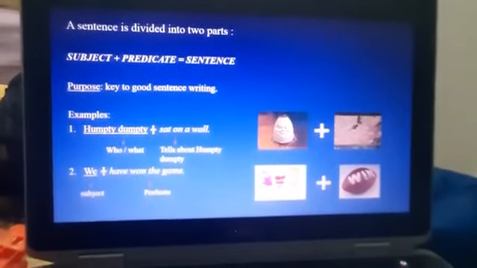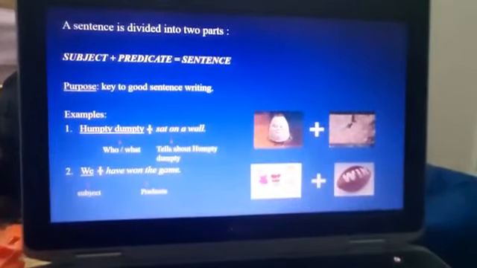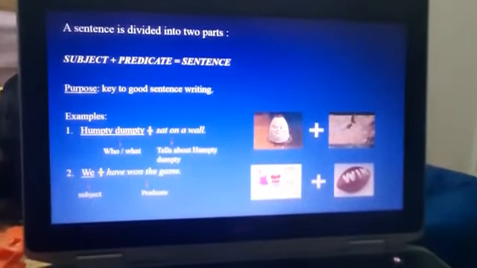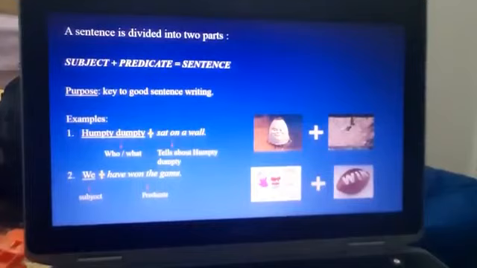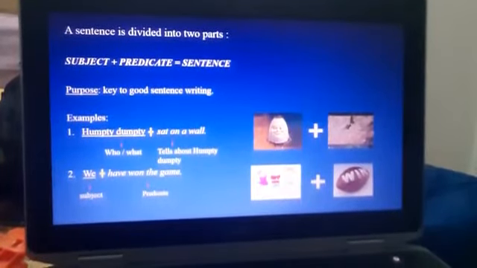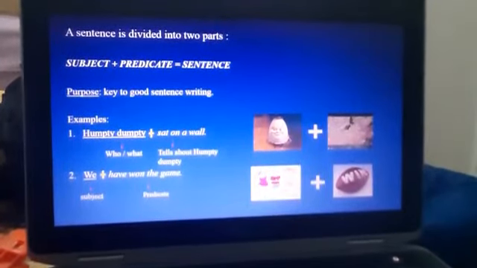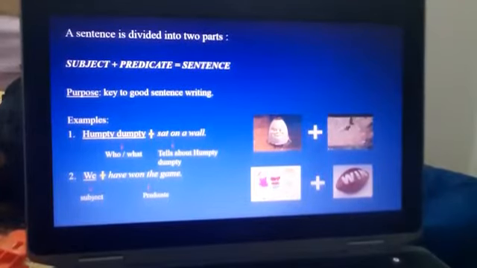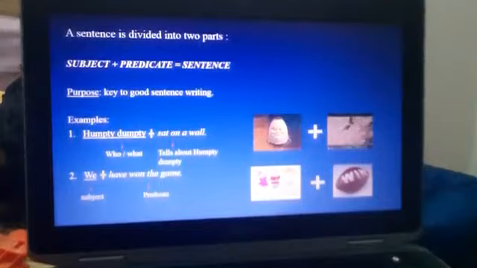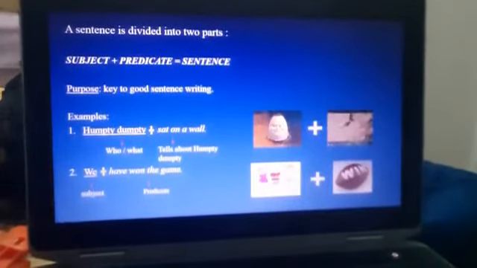Do you understand, children? How you have to find out the subject and the predicate? Always remember that the subject will always be a noun or a pronoun. It will always be a person or a thing. So that will become your subject. When you are given a sentence, you always have to ask the question who or what.